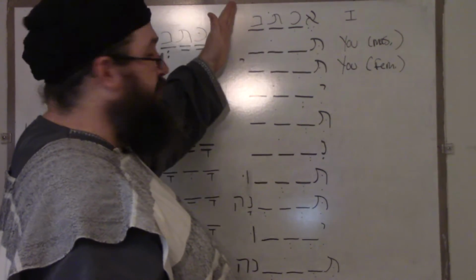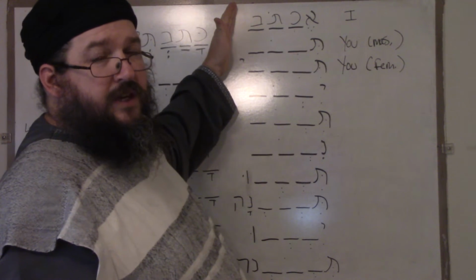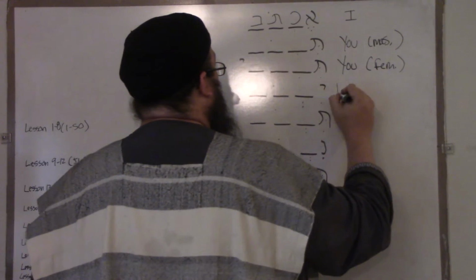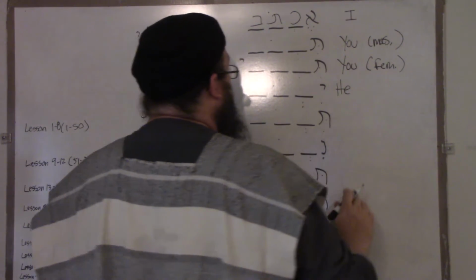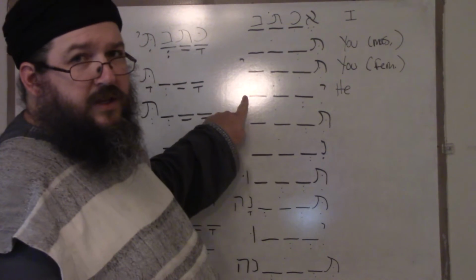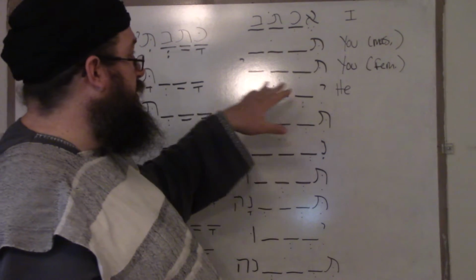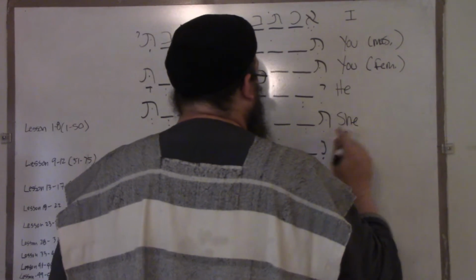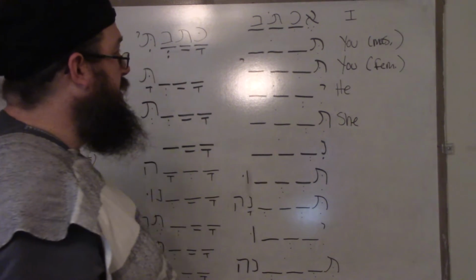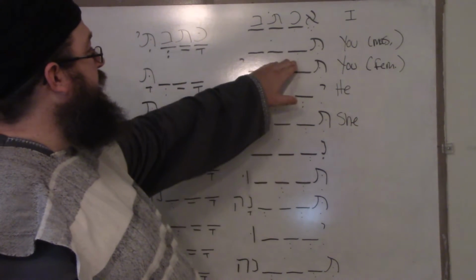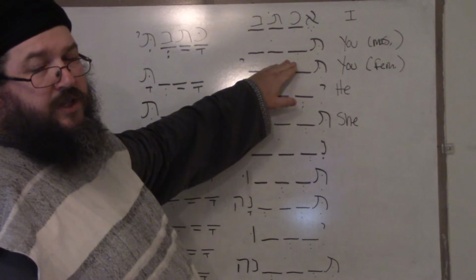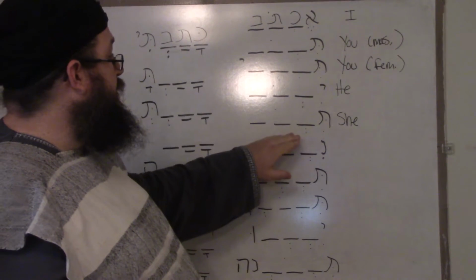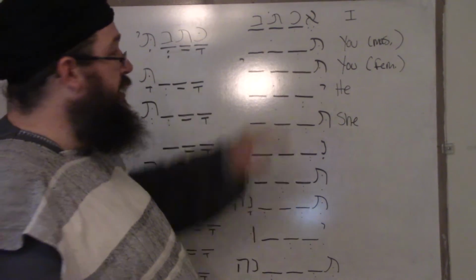This chart here represents the future, also known as the incomplete action. The yud here is the pronoun he. And of course, once again, the spaces indicate where we put the root, which tells us the action. The one underneath it, the tav, is for she. Now notice, this looks identical to the you masculine. So context is going to tell you whether or not you translated something correctly, whether it was she or whether it was you masculine.